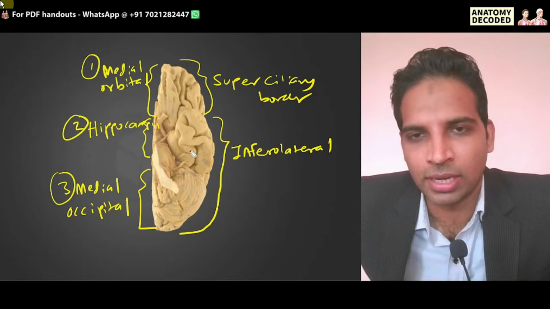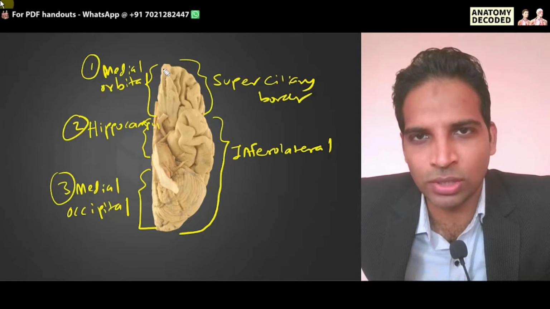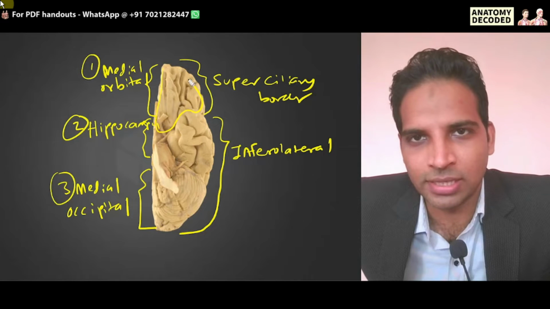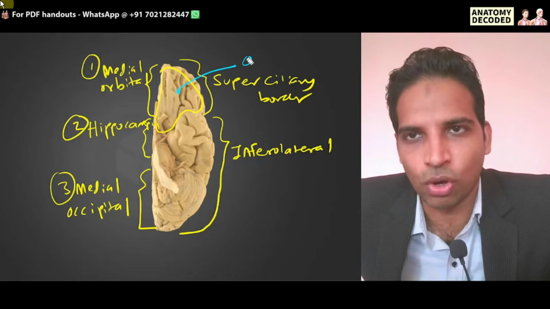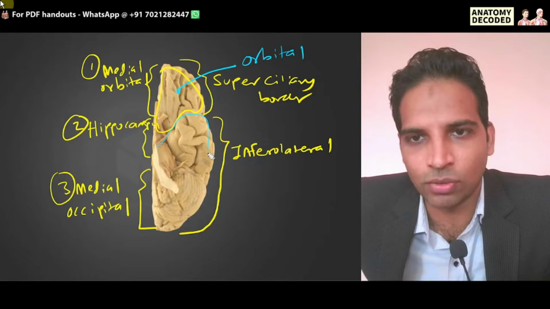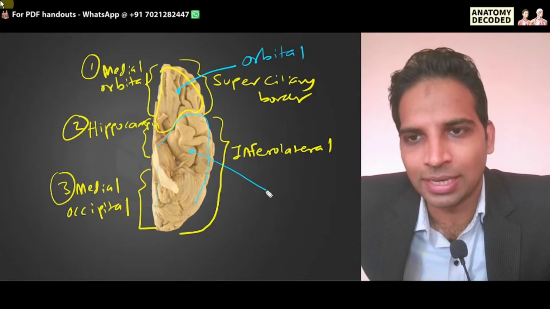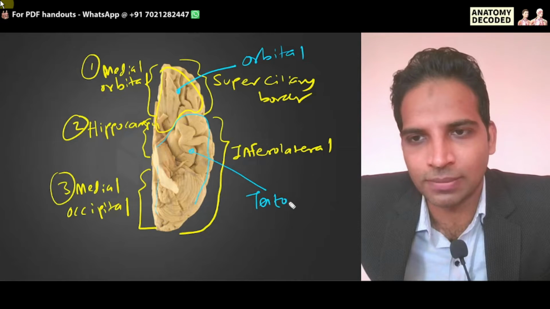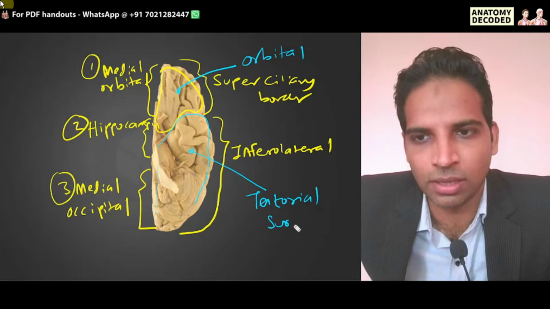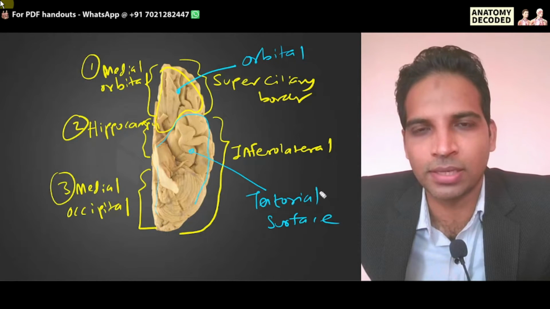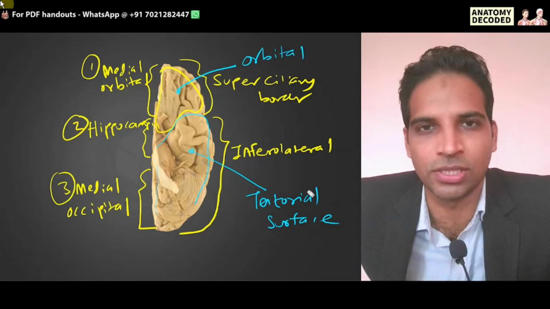Okay, and the inferior surface of the brain also has subdivisions. This surface is referred to as the orbital surface. Okay, the orbital surface, and behind, on the inferior surface of the temporal lobe, the surface is referred to as the tentorial surface. Okay, so on the inferior aspect, the borders show subdivision, and the surface also shows subdivision.